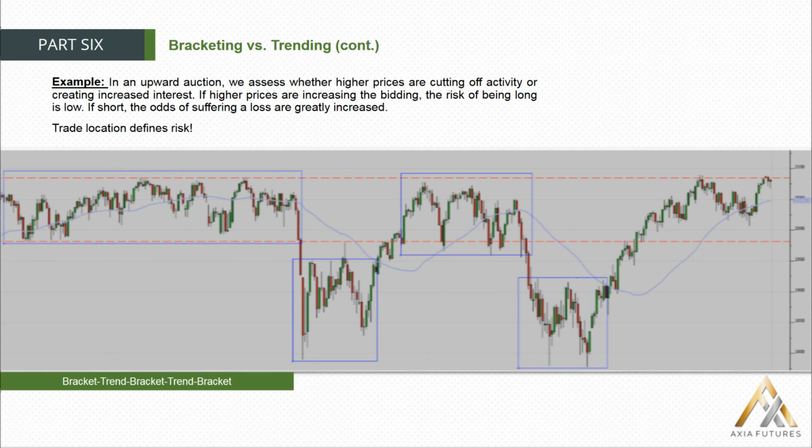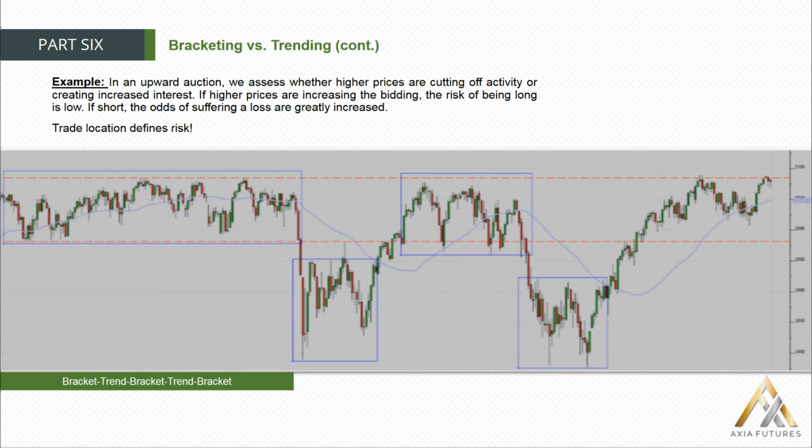And then again, note how once we take out that area, we get initiative again from the sellers until they run into responsive buys, and so on. So this continues to occur over a period of time. What I want to point out and illustrate to you is that trade location, and we're going to talk a lot about trade location in the coming slides, defines our risk.